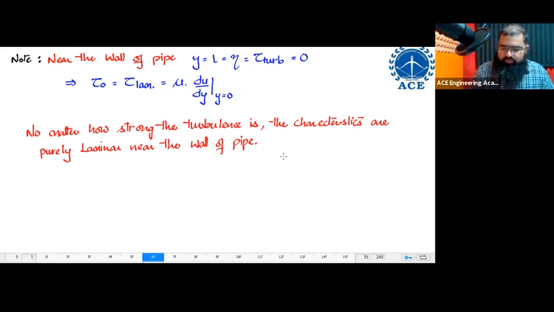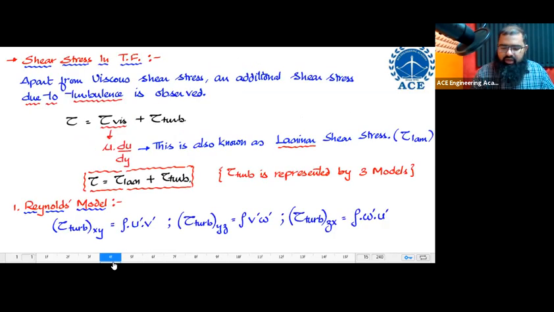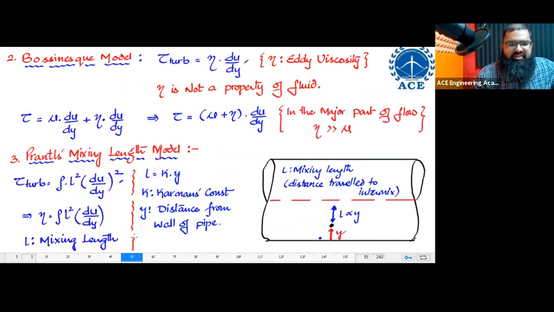So till here, what have we mentioned? What is the summary of this entire shear stress concept? I'm starting the slide of shear stress. We have defined over here that we are going to have an additional shear stress due to turbulence developed. Therefore Newton's law of viscosity alone is not sufficient. Now for that turbulent shear stress, we have mentioned three models. First model was Reynolds model. Second model was Boussinesq model, which was the simplest case, which said that the value of tau turbulent is equal to eta times du by dy. Eta is an imaginary property, which is not a property of fluid though. It depends on the flow.